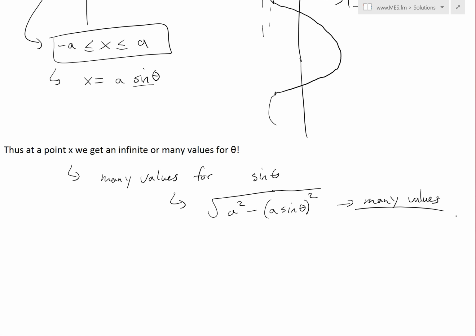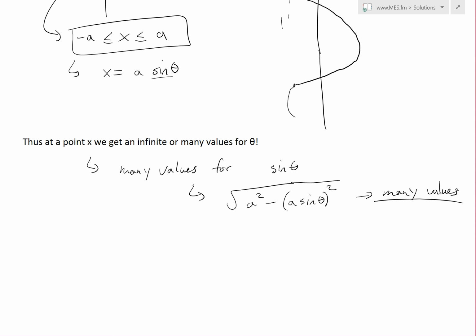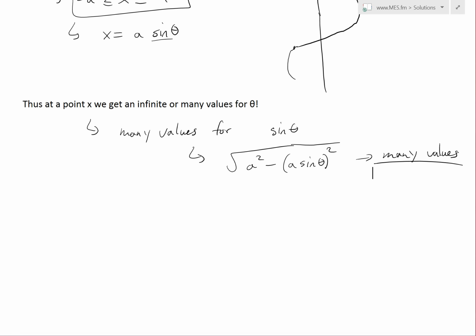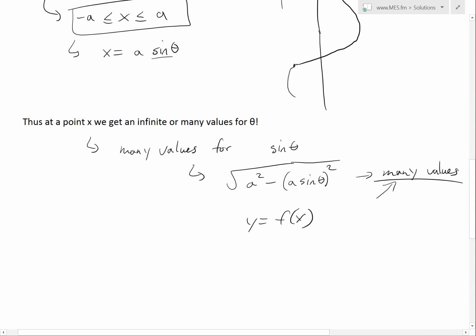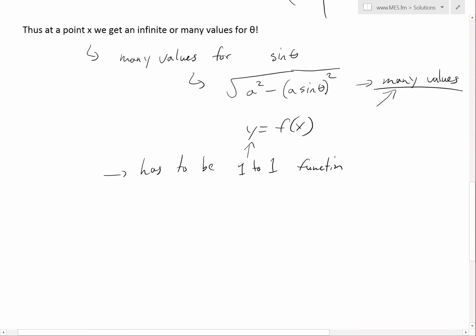Now this is problematic because integrals, and almost every concept in math, are defined for functions that are one-to-one. We can't have many values, because then we can't write a function such as y equals f of x, since we're going to get many values of this. So it has to be a one-to-one function right here. Once again, integrals are all defined for one-to-one functions.